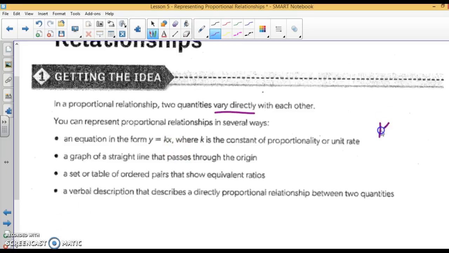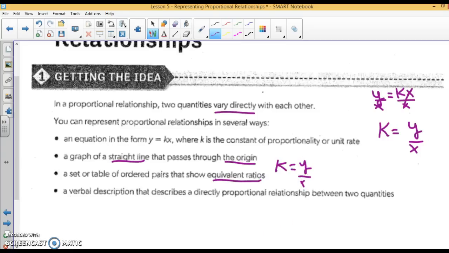We've also talked about the fact that k is y over x. You can think about this: if we've got y equals kx, I can divide both sides by x, and I'll get k is y over x. If you have a graph, it needs to be a straight line and it needs to go through the origin. So if you look at a diagram and it is a straight line through the origin, then it is proportional. A set of data or ordered pairs that show equivalent ratios: does k equal y over x? If it's the same for every ordered pair, then it is proportional. And a verbal relationship that says it's directly proportional.